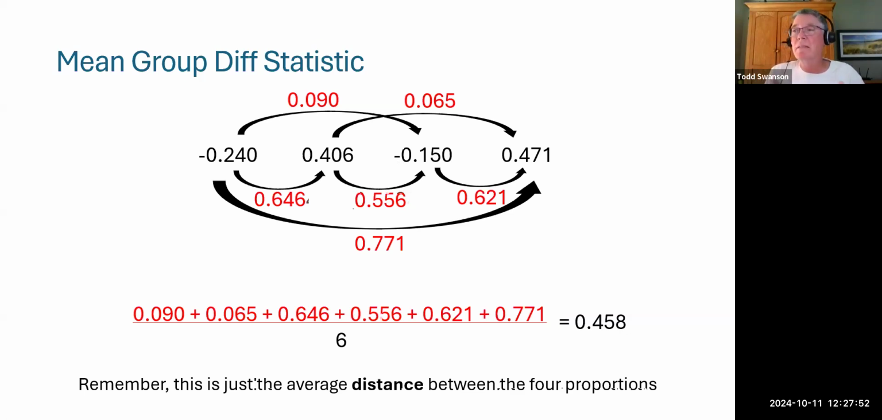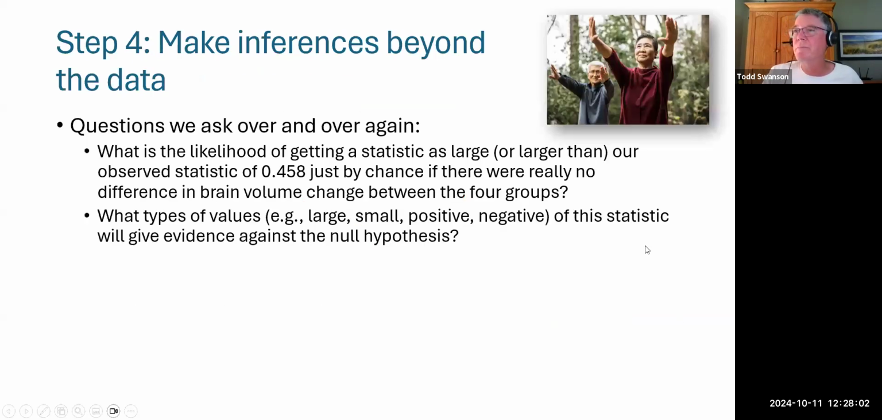And visually, I think it's nice to see from low to high and sort of spread out because you're just trying to get at that average distance. How far are they apart? That's what you're measuring. All right, finally, step 4, make inferences beyond the data.